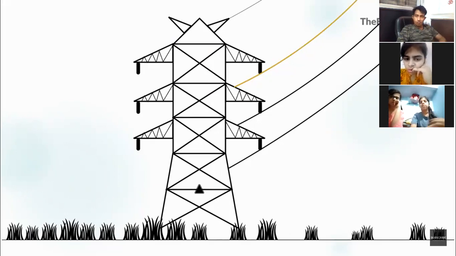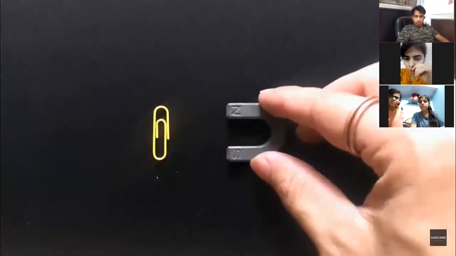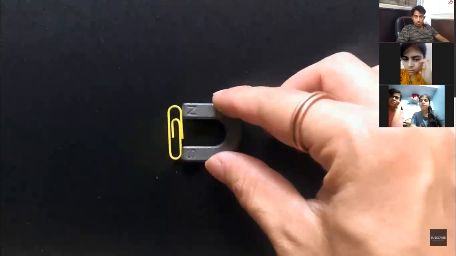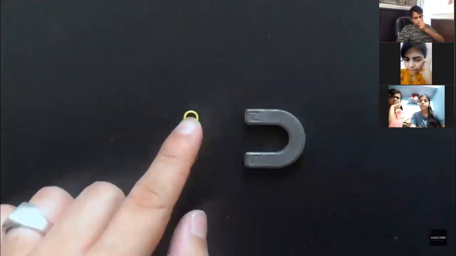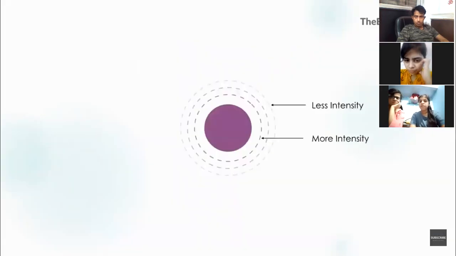It is the same like a magnet and a metal clip. As you bring the clip near to the magnet, you will feel more force. And as you take it away from the magnet, the force will decrease. Here also the same case. Intensity is maximum at the surface, and as you move away from the conductor, it keeps on decreasing. As the intensity at the surface of conductor is maximum, the air near to the surface will become ionized.